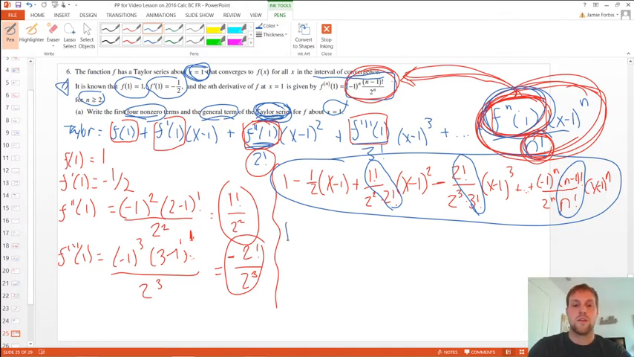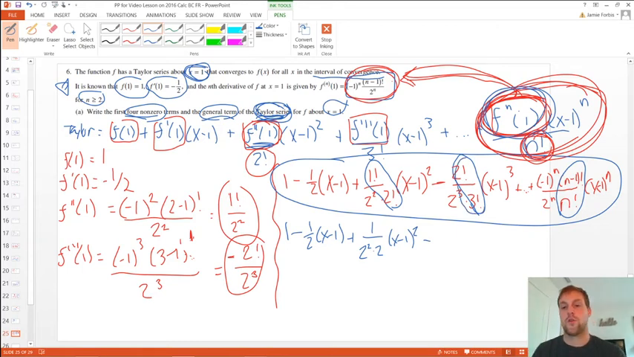So I'm going to say this is the same thing as 1 minus 1 half x minus 1, plus 1 factorial over 2 factorial, which is just 1 over 2. So that's going to be 1 over 2 squared times 2, x minus 1 squared. And 2 factorial over 3 factorial, this is the same thing as saying on bottom 3 times 2 factorial, right? We've done that before. So the 2 factorials cancel, and I'm left with 1 over 2 cubed times 3, x minus 1 cubed.